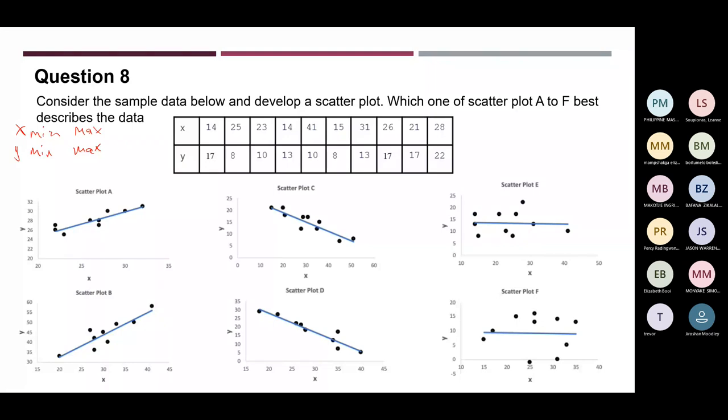So let's look at X minimum. The minimum value here is 14, right? The smallest value here is 14. So if the X value starts at 14, any graph that does not have 14 on the X axis, we're going to eliminate. That starts at 20, that starts at 15, this starts at 15, this starts at 10, that starts at 10. So it means D, B, and A are out. We are left with three. Process of elimination. We can also go with the maximum value. The maximum value here is 41 for X. So that goes to 60, that goes to 40, that goes to 41.